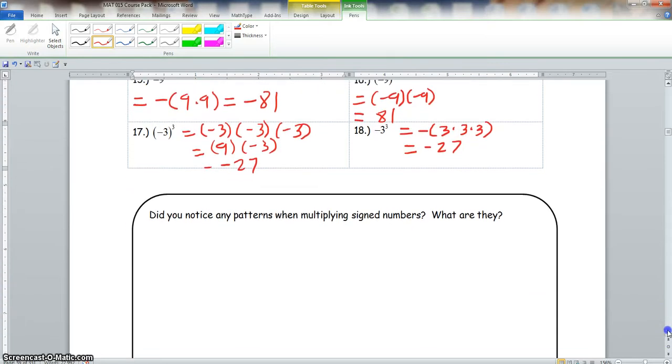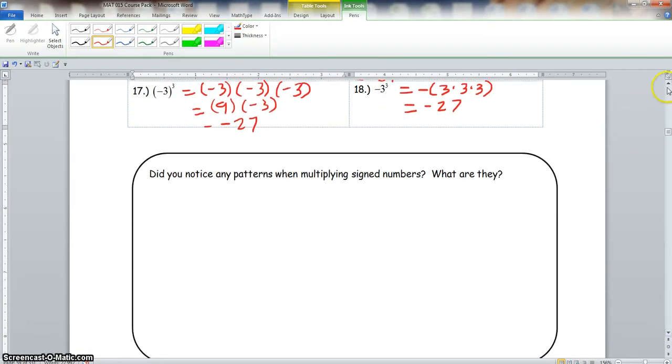It said, did you notice any patterns with multiplying signed numbers? What are they? I'm going to give you the patterns. The patterns are this here. And now, of course, I'm going to start off with except 0. Except 0.